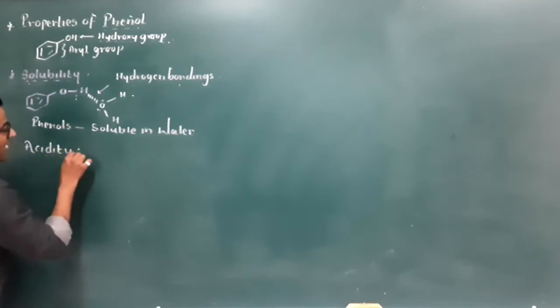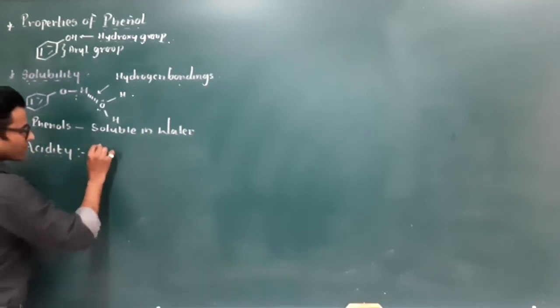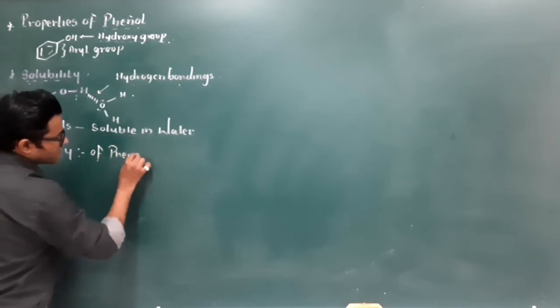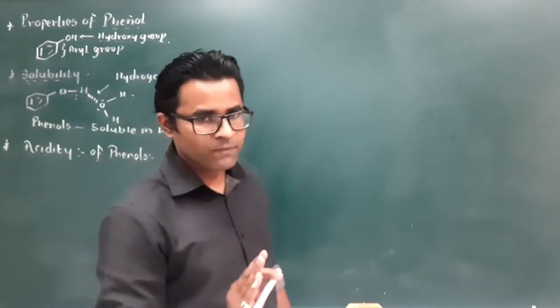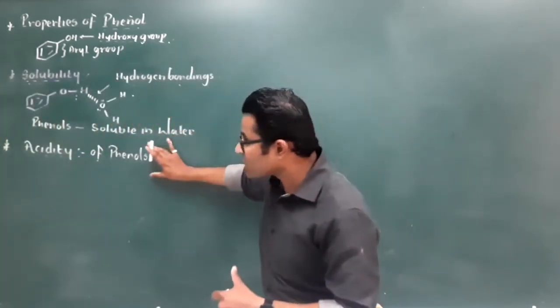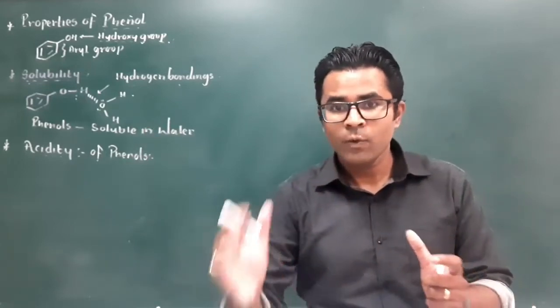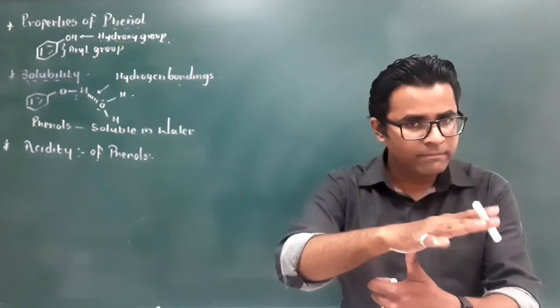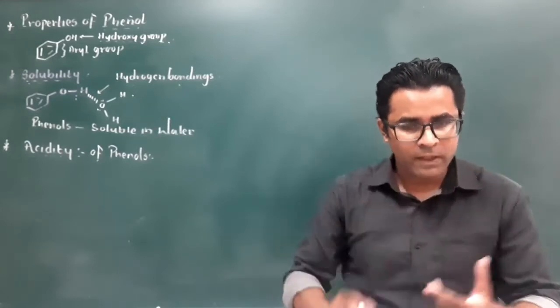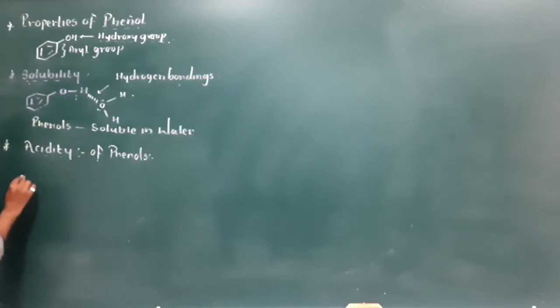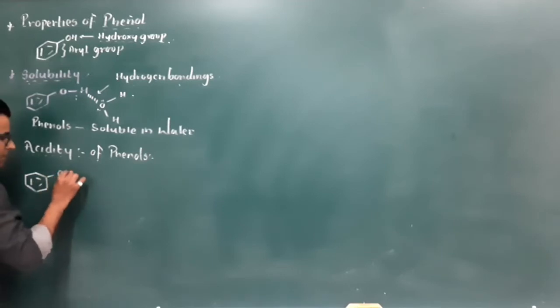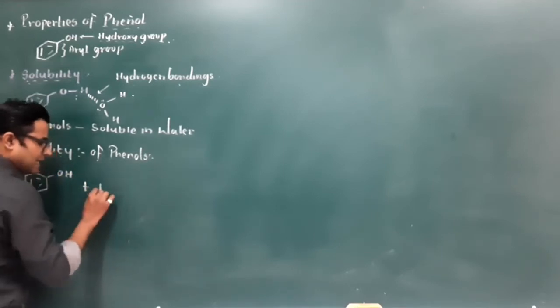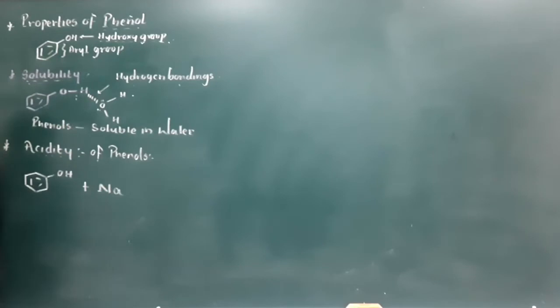Now when we speak about the acidity of phenols, we can understand that by two major reactions. One is that the phenols readily react with active metals. What do we mean by active metals? Active metals are metals such as sodium, lithium, potassium. Okay, so therefore these phenols readily react with active metals. Let us take one active metal such as sodium.